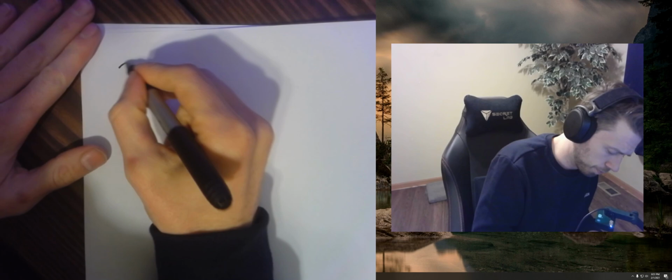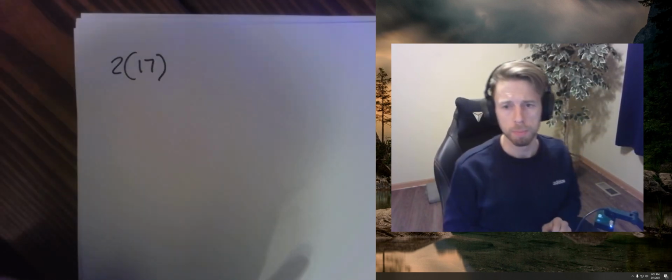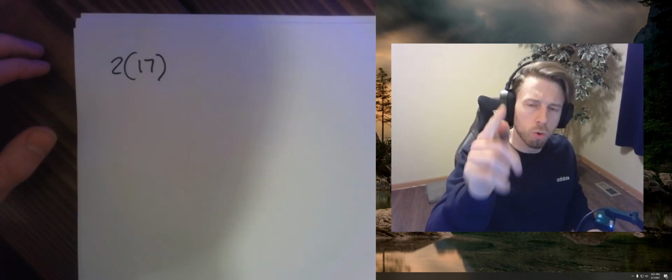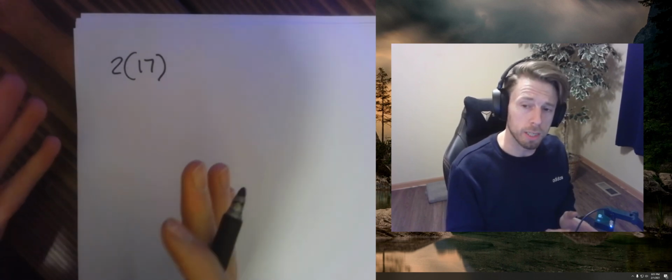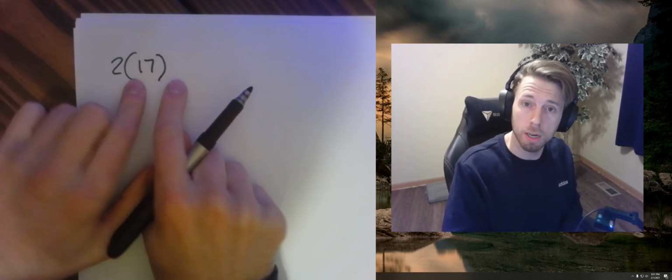Let's go with 2 times 17. Okay, that's not a normal problem that we all know, but there is a really cool way that we can multiply these. It makes it a little bit easier. You can actually take this 17, split it up into numbers that are easier to multiply.